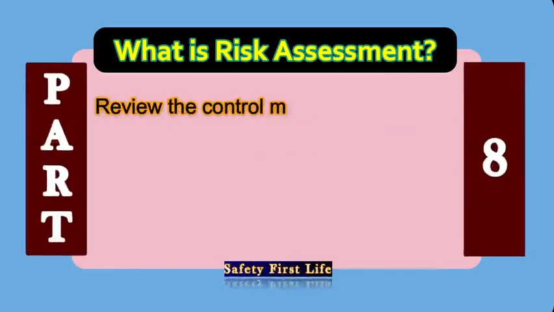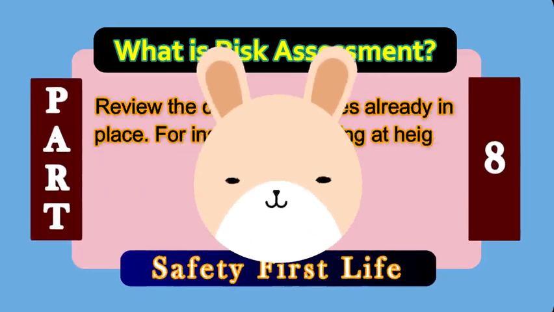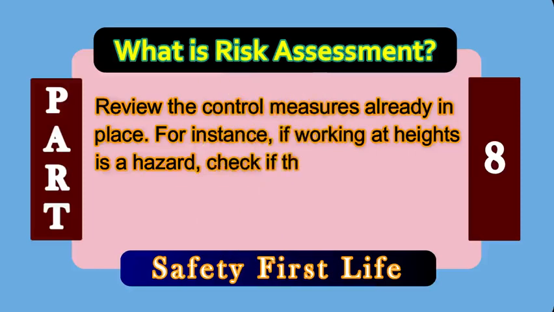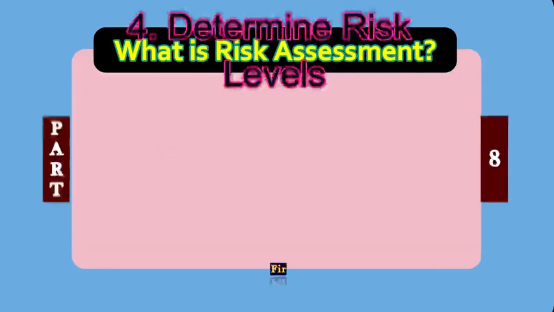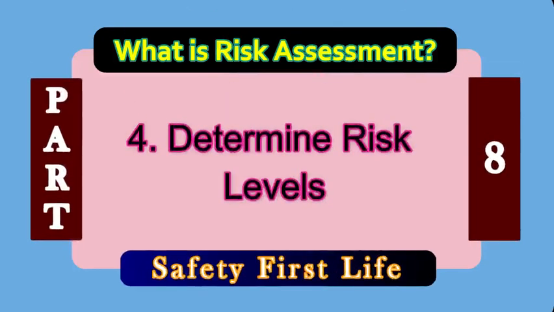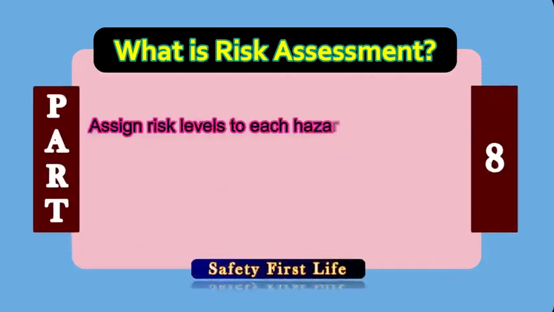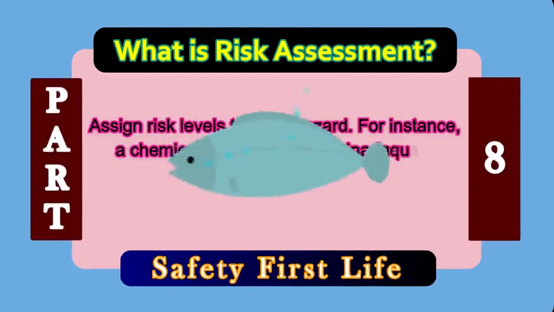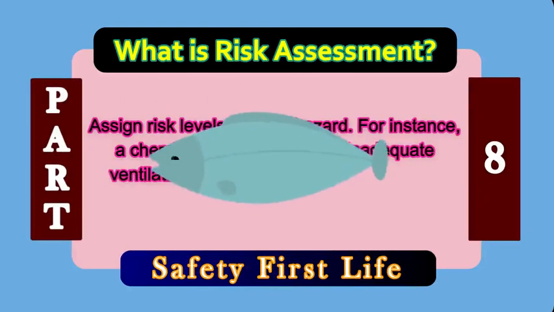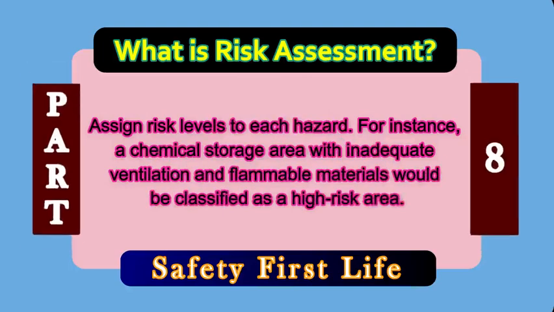Step number 3, evaluate existing control measures. Review the control measures already in place. For instance, if working at heights is a hazard, check if there are guardrails or fall protection systems installed to mitigate the risk. Step number 4, determine risk levels. Assign risk levels to each hazard. For instance, a chemical storage area with inadequate ventilation and flammable materials would be classified as a high-risk area.